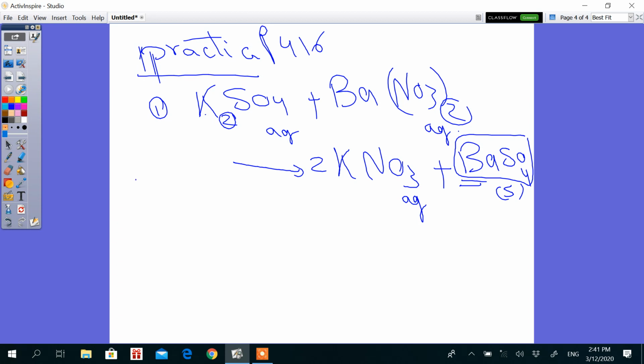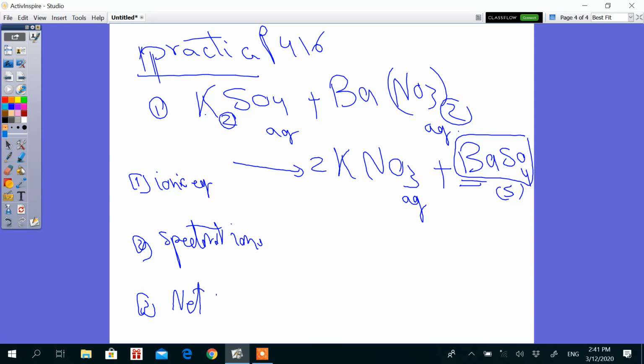So you can solve any problem in 3 steps: 1, 2, 3. You will write the ionic equation, then you will know the spectator ions, and the last thing is to write the net ionic equation. It is very easy to do these three steps. First, we will make the ionic equation. How can I make an ionic equation?